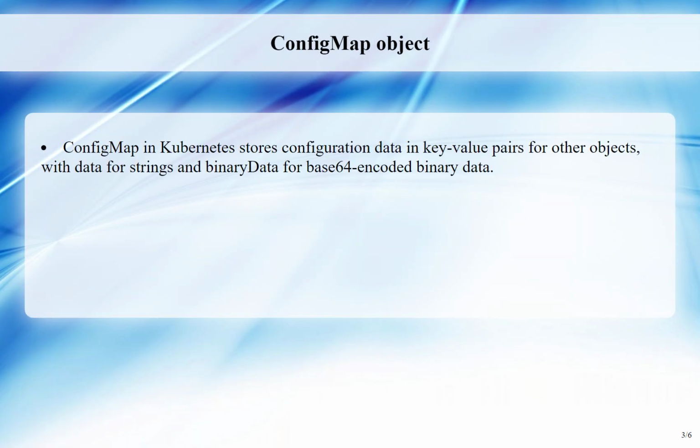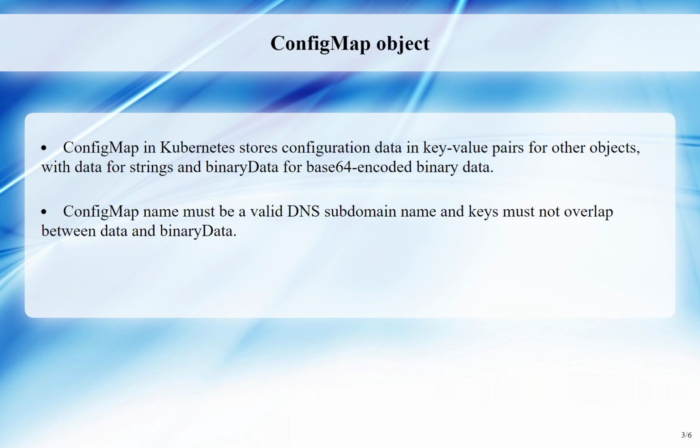A ConfigMap in Kubernetes is an API object used to store configuration data for other objects. It has data and binaryData fields for key-value pairs, with data for UTF-8 strings and binaryData for base64 encoded binary data.